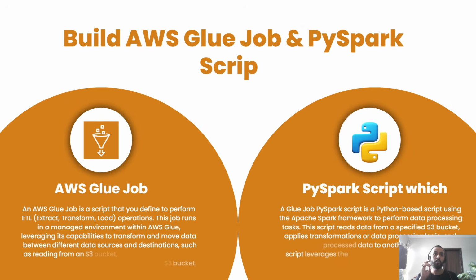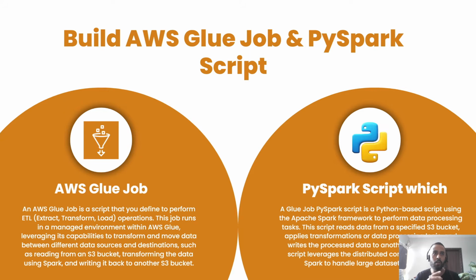So now we are going to talk about two things. Glue job I have spoken a lot about, so I won't speak much about it. So now we are going to talk about the PySpark script. So this PySpark script is the transformation. It is going to perform the ETL for us, which is going to fetch the data as an object, process that data, and push it back to our target bucket. So it is a Python-based script which is using the Apache Spark framework to perform data processing. And the script reads data from a specified S3 bucket, applies the transformation and data processing logic that we have mentioned, and writes the processed data to another S3 bucket. Okay, so that is what the PySpark script is for in this specific exercise.